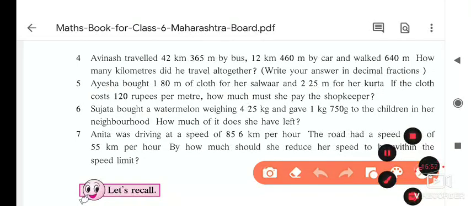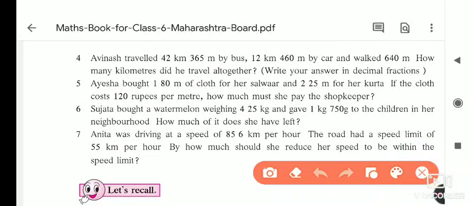Now here, Aisha brought how much? Aisha paid 486 rupees for bringing these clothes. Now the sixth question we will see.